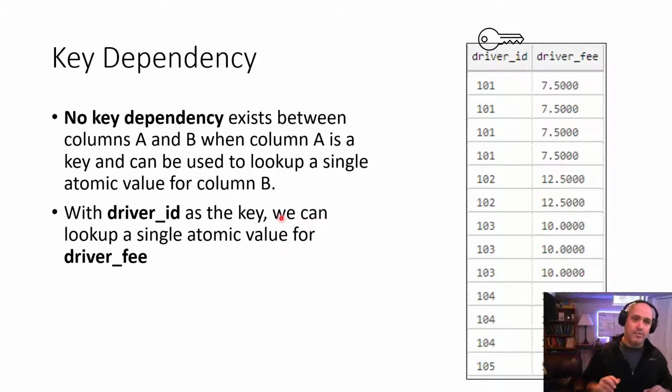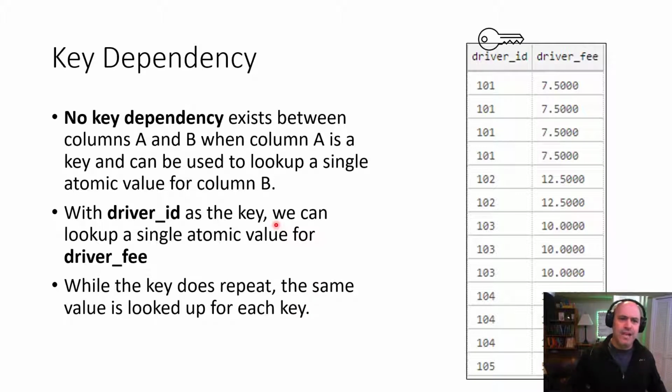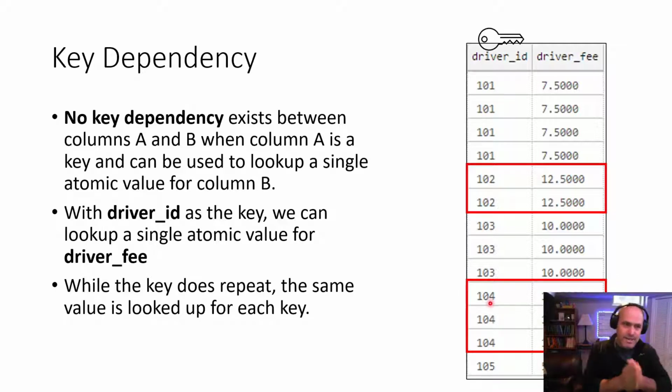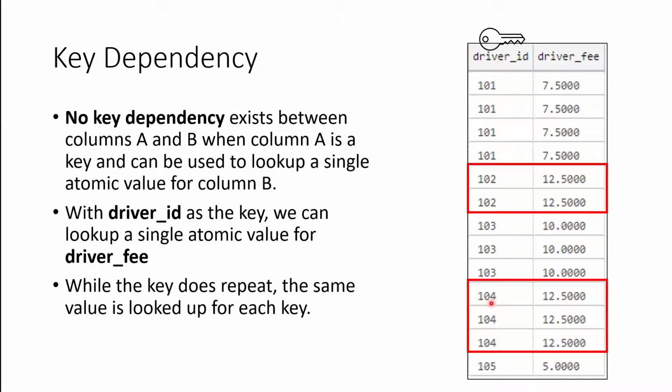So, for example, with our driver ID as the key, right? Anytime you see 101, you get a single value over here. Okay, and so that means that we can use driver ID to find the driver fee. Now you might say, well, isn't the reverse true? Well, the reverse is not true, because you could have the driver fee 1250 is 102, but it also is 104, right? So in this case, driver ID acts as a key and allows us to look up the values in the driver fee column. So we say that driver fee has a key dependency on driver ID. Okay.